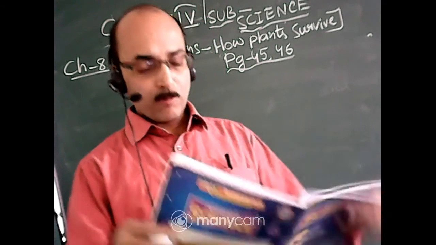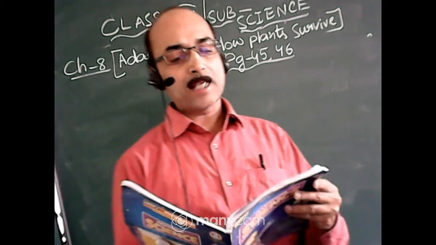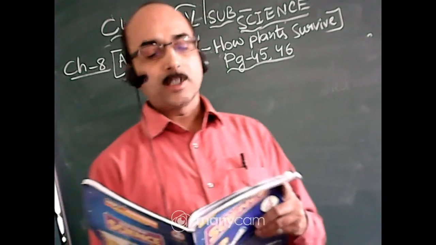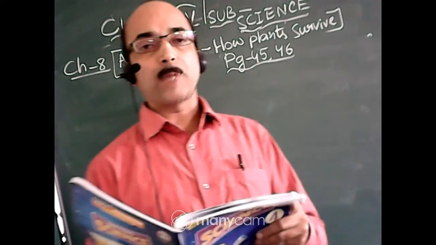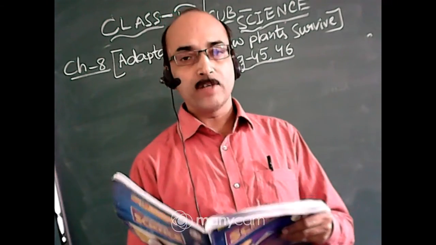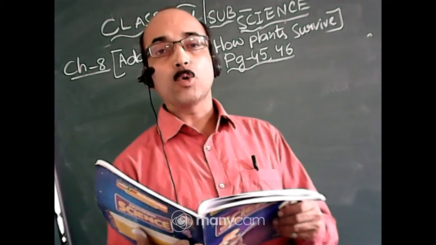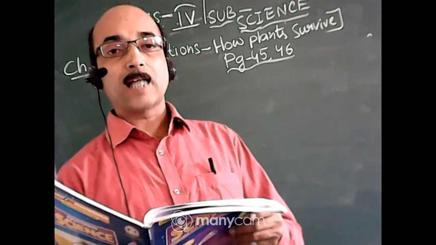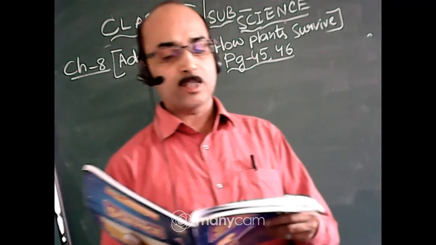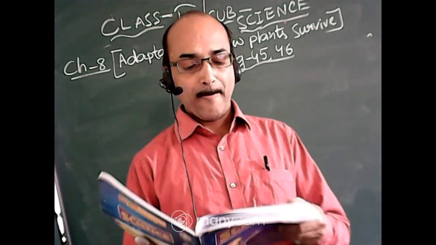Then we have also learned about the adaptation of some terrestrial plants. Suppose plants that grow in the desert region, what kind of plants? Cactus, date palm, kikar, babul, these types of plants grow there. Then we learned about plants that grow in the mountain region. Mountain region means hilly areas, which are normally cold and windy. Big plants are called trees. So trees like pine, fir, deodar and spruce grow there.